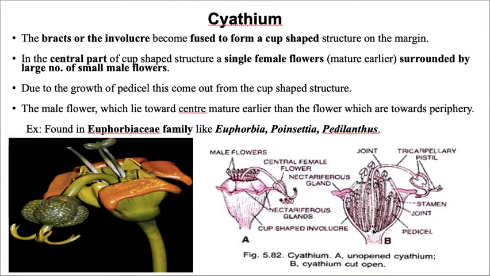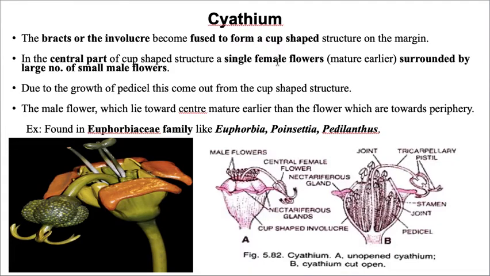Whereas exactly in the center of this inflorescence, only one single female flower comes, and it becomes very lengthy. How lengthy? It even comes out of the inflorescence. Whereas the single female flower is surrounded by many male flowers. Then this type of inflorescence only you are calling as cyathium.